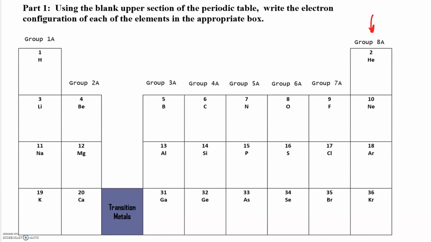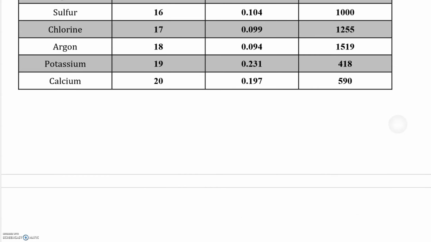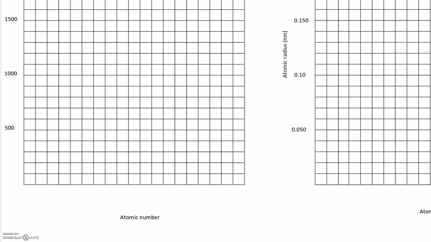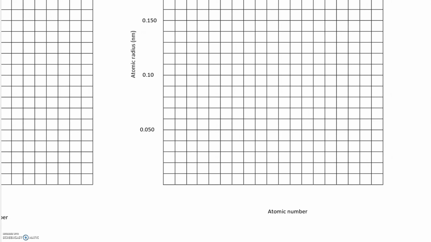Okay, in part two, we're going to be using some data, and so here is table one. And there are two columns of data. We're going to be comparing the atomic radius and something called the first ionization energy. It's not really necessary what these things are, although we'll be getting into that as the chapter progresses. But what we want to observe is how these things change with atomic number. So down here, you'll notice that there are two graphs. The first one is going to be graphing atomic number versus ionization energy, and the second one is going to be graphing atomic number versus radius.